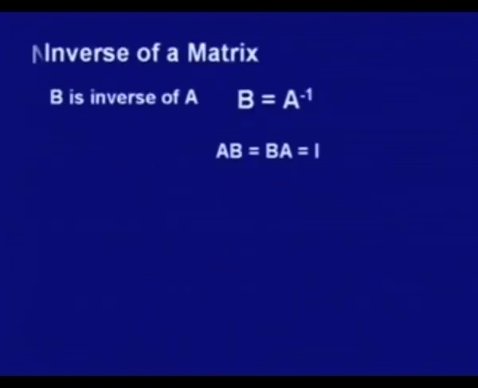Then, another important concept in matrices is the inverse of a matrix. We have already defined the additive inverse. That means, if I have a matrix A, then the matrix B is called the additive inverse of A if the sum A plus B is the additive identity, that is 0. That is the additive inverse of the given matrix. But when it comes to multiplication, then we say that B is the inverse of A.